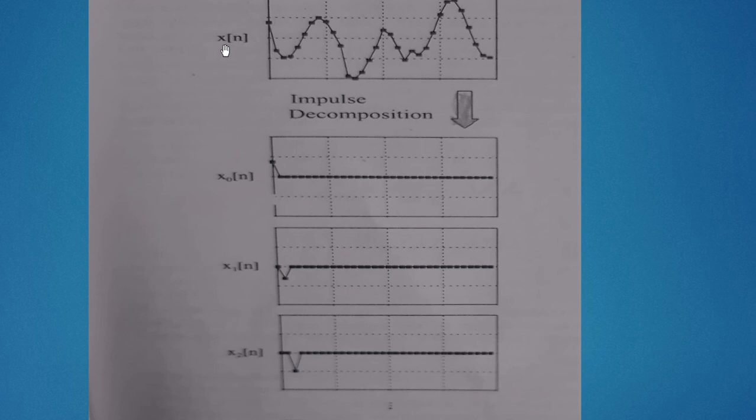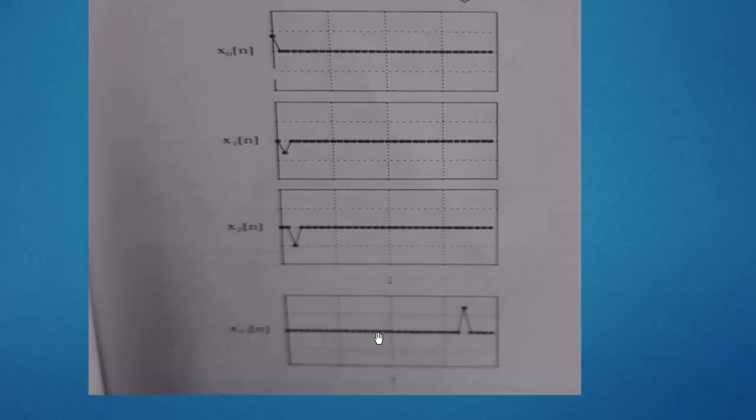Now, xn is broken into the first, x0. It has only one sample. All other are 0. This sample. In the second component, you have this one. All other are 0. Similarly, in the next, you will have this. All other are 0. You are taking one sample at a time. That's why this is known as the impulse decomposition.